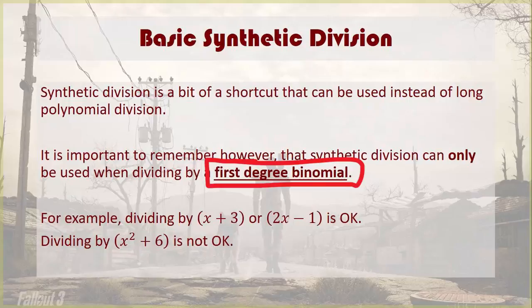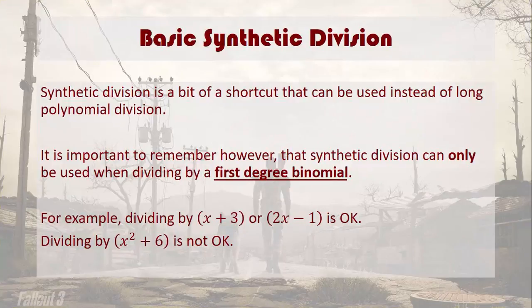What's a first-degree binomial? x plus 3 is one. 2x minus 1 is a first-degree binomial. First degree because the power on the x is 1. Binomial because there are two terms, so it's always going to have the form x plus or minus some number. That is a first-degree binomial, and only then can you use synthetic division. x squared plus 6 is a second-degree binomial because of the square, so you wouldn't be able to synthetically divide with that.